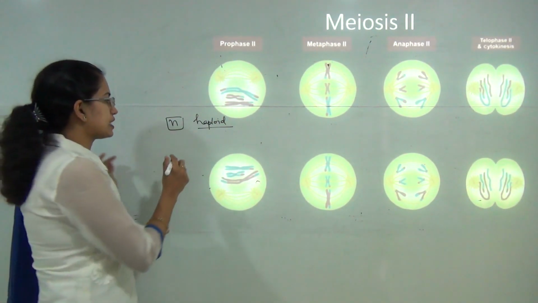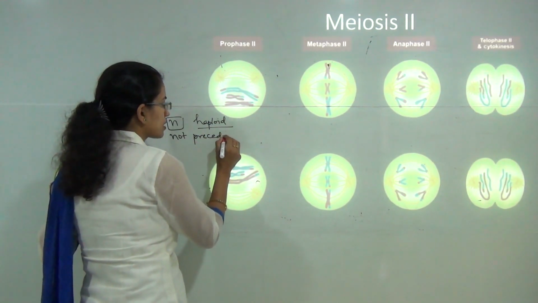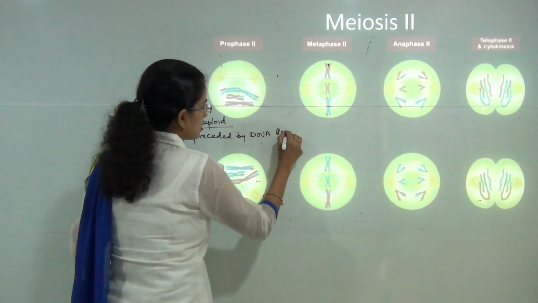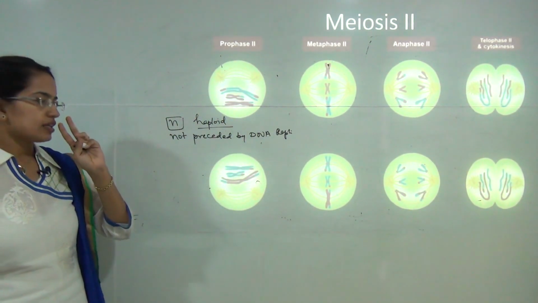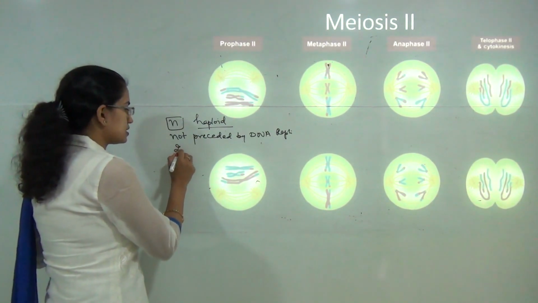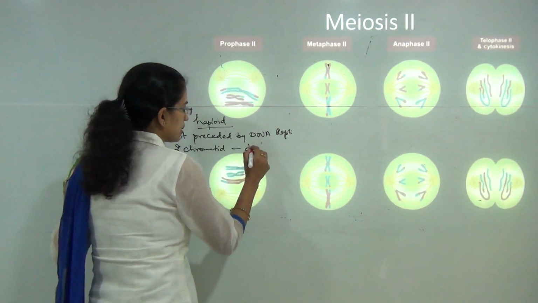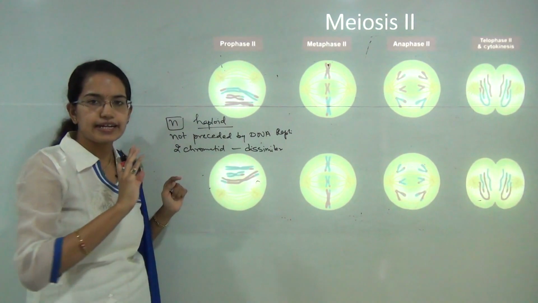The next important condition is that it should not be preceded by DNA replication. So it's not preceded by DNA replication. The third important characteristic is that the two chromatids that are used are dissimilar. So the two chromatids here are dissimilar, they are not identical.